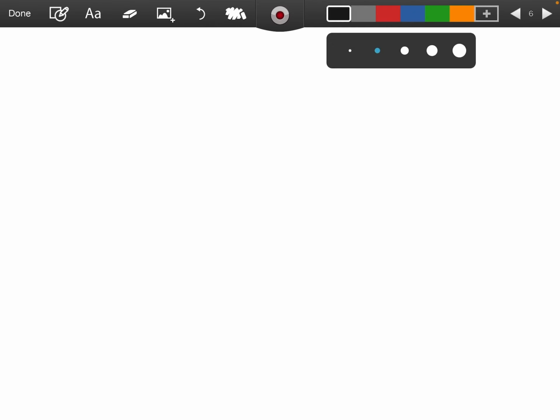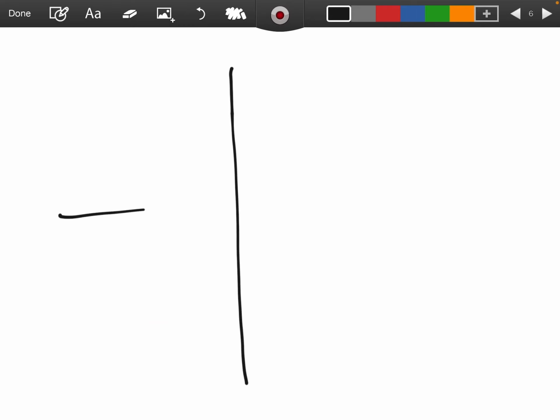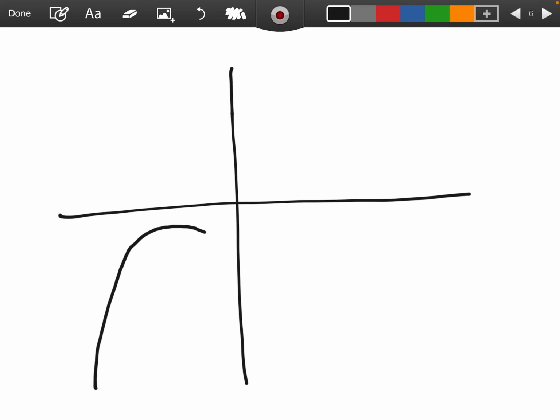So when we sketch this, it should look something like this, where this point here should be negative 2, negative 1, from where we've shifted to the left by 2 units and we've moved it down by 1 unit.